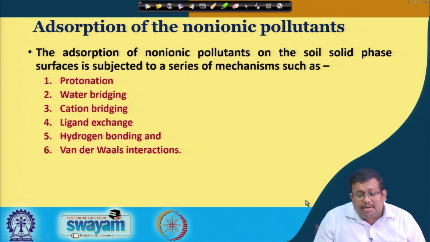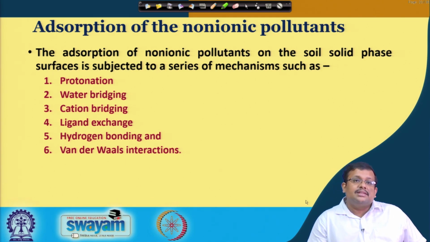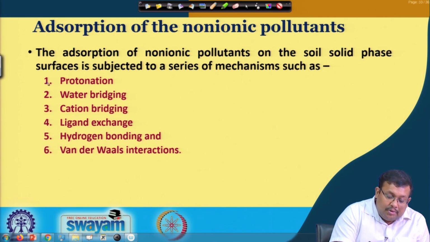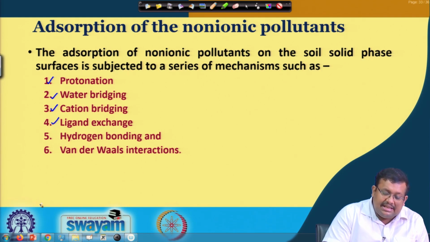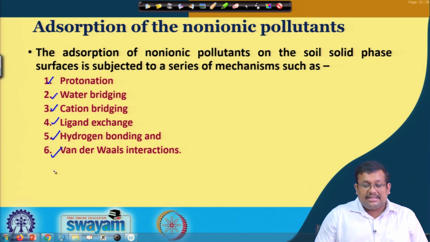So, we have discussed the adsorption of ionic pollutants. Now, we are going to discuss the adsorption of non-ionic pollutants. Remember that the adsorption of non-ionic pollutants on the soil solid phase surface is subjected to a series of mechanisms. What are those mechanisms? The mechanisms are protonation, water bridging, cation bridging, ligand exchange, hydrogen bonding and van der Waals interaction. We are going to discuss them in the coming slides.